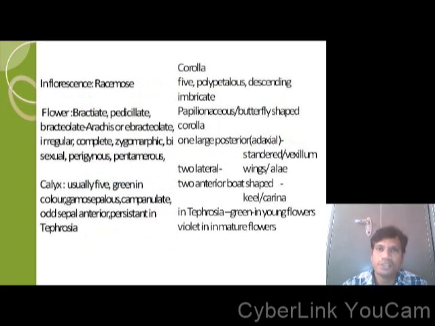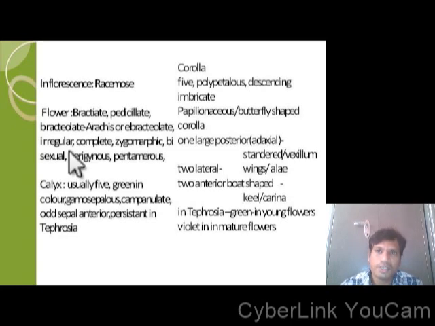The inflorescence is a racemose inflorescence, where indefinite growth of the flowers takes place. Flowers are bracteate, pedicellate, ebracteolate, irregular, complete and zygomorphic, bisexual, perigynous and pentamerous. See, a bract is present, so it is bracteate, and a pedicel is present, so it is pedicellate, and irregular, that means all the floral parts are arranged irregularly.